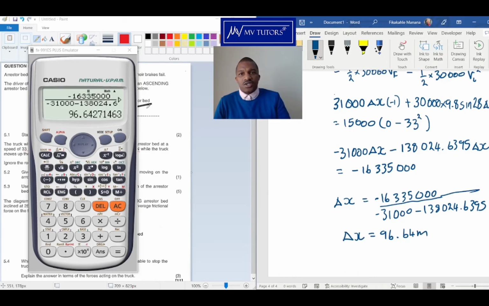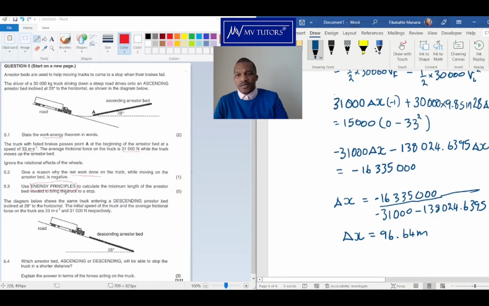That's the change in... calculate the minimum length. That's the minimum length of the arrested bed. So obviously they'll make it longer than that because they want maximum impact. So 96.64 meters. Cool. The next question says the diagram below shows the same truck entering a descending arrested bed.